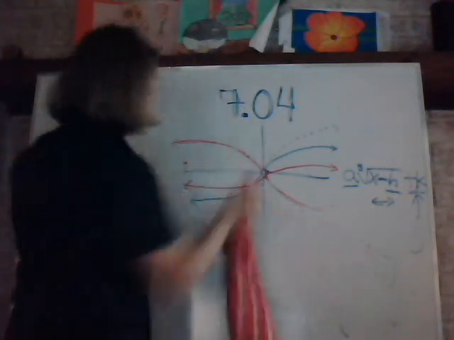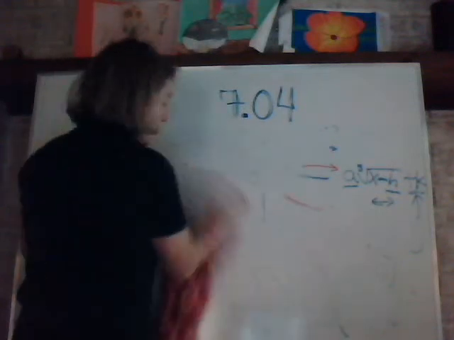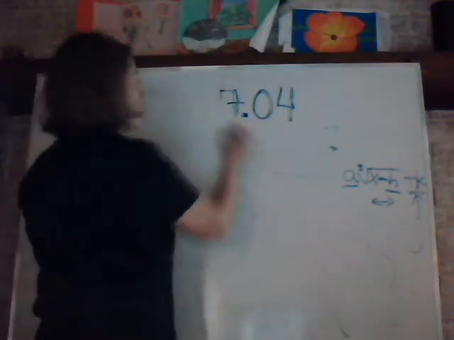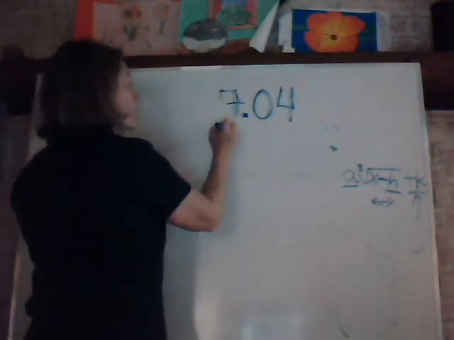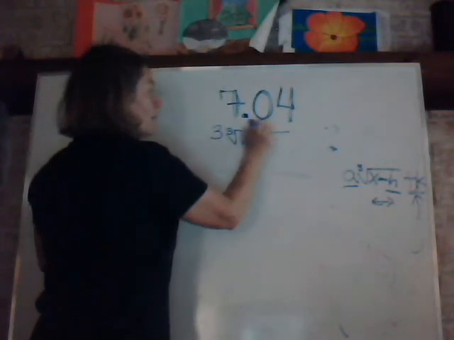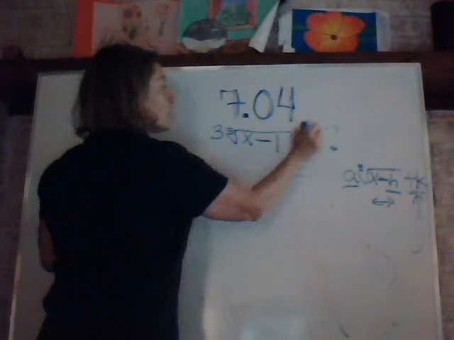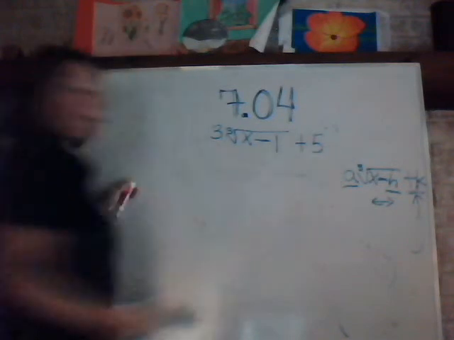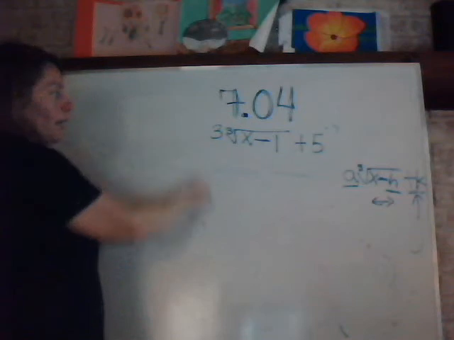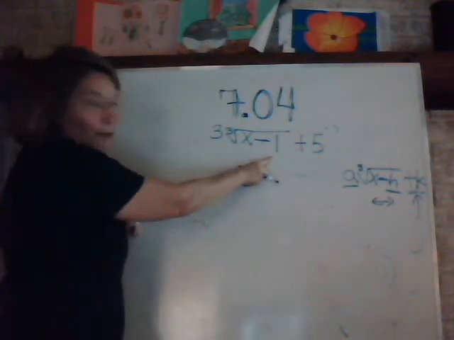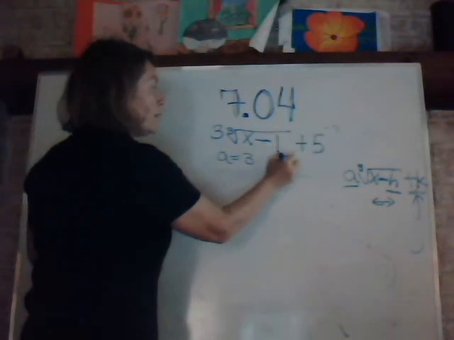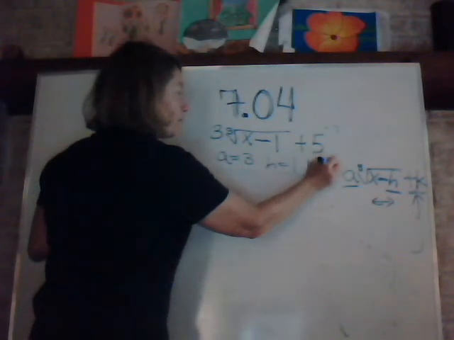So let's look at an example of that. Let's do an AHK shift, starting with the equation 3 cube root of (x minus 1) plus 5. Okay, first let's identify A, H, and K. A is 3, H is positive 1, K is positive 5. So 3, 1, and 5.